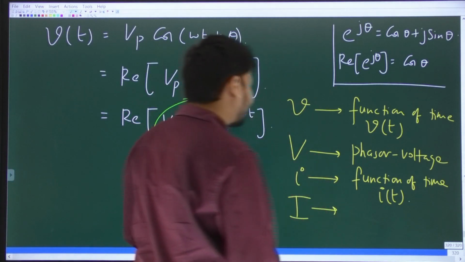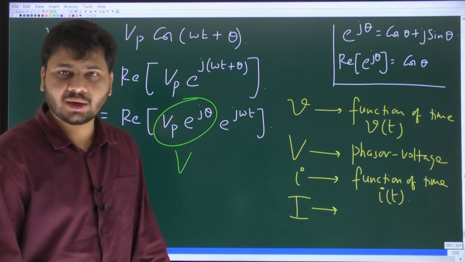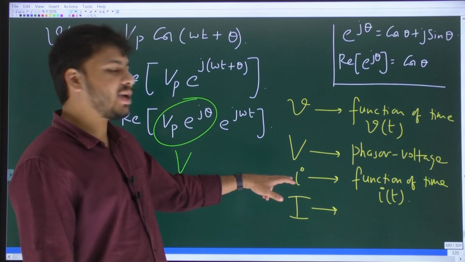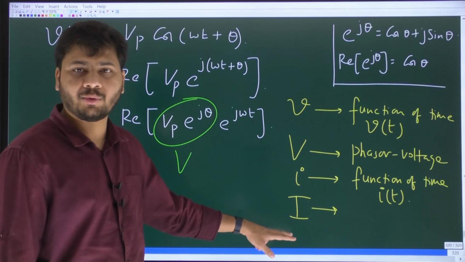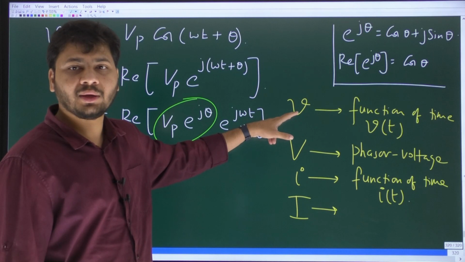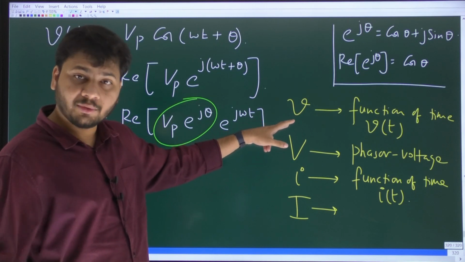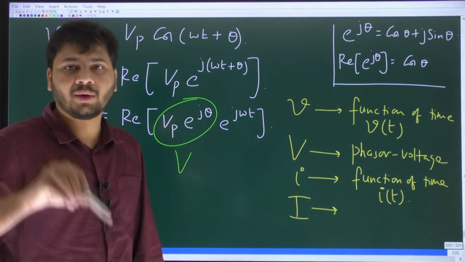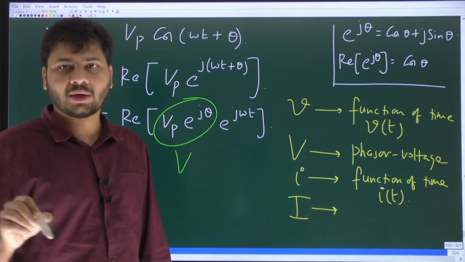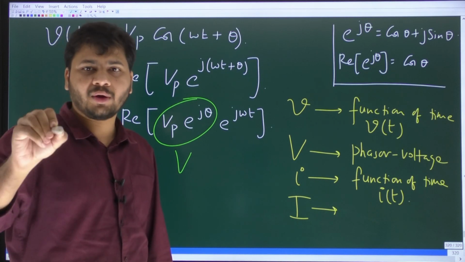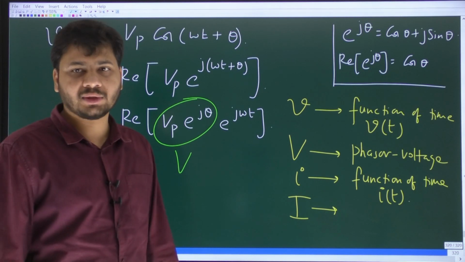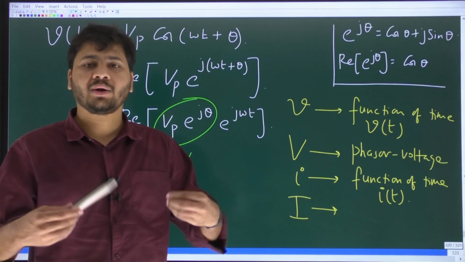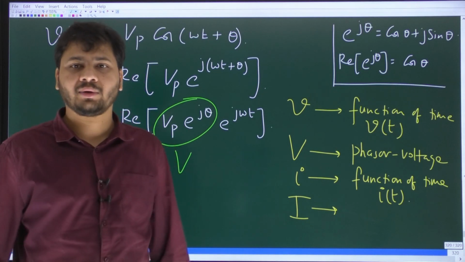So what is capital I? Just like capital V is the phasor voltage, capital I is going to be the phasor current. The same small i in the phasor domain will become capital I. The same small v, which is v of t, in the phasor domain will become capital V. So small i in the time domain becomes capital I in the phasor domain, and small v in the time domain becomes capital V in the phasor domain. In the phasor domain, all our voltages and currents will be denoted by capital V and capital I respectively.